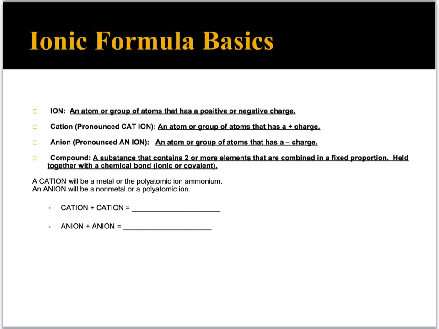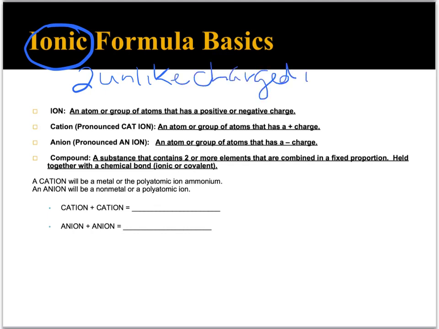Okay, so when we're writing formulas, you're going to be writing chemical formulas for ionic compounds. And remember that a compound that is ionic forms from two unlike charged ions. And an ion is a group of atoms or an atom that has either a positive or negative charge. And it has a positive or negative charge because it has gained or lost electrons.